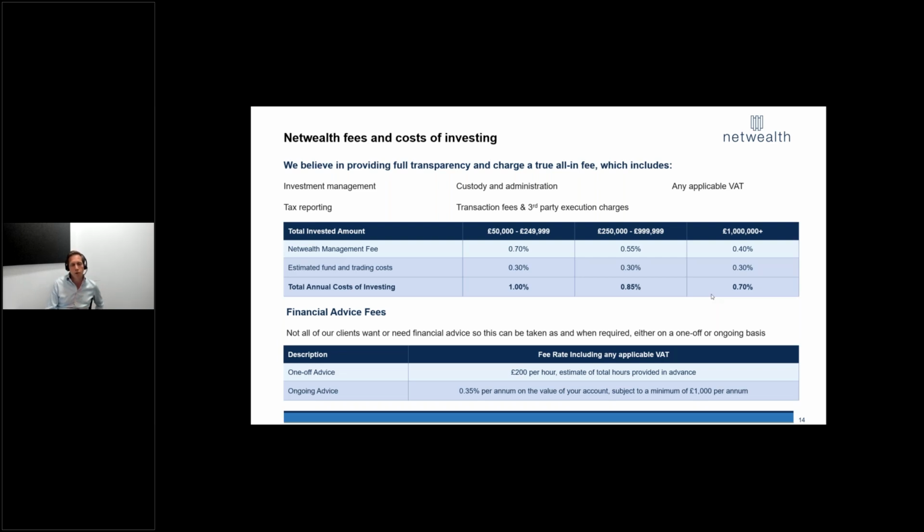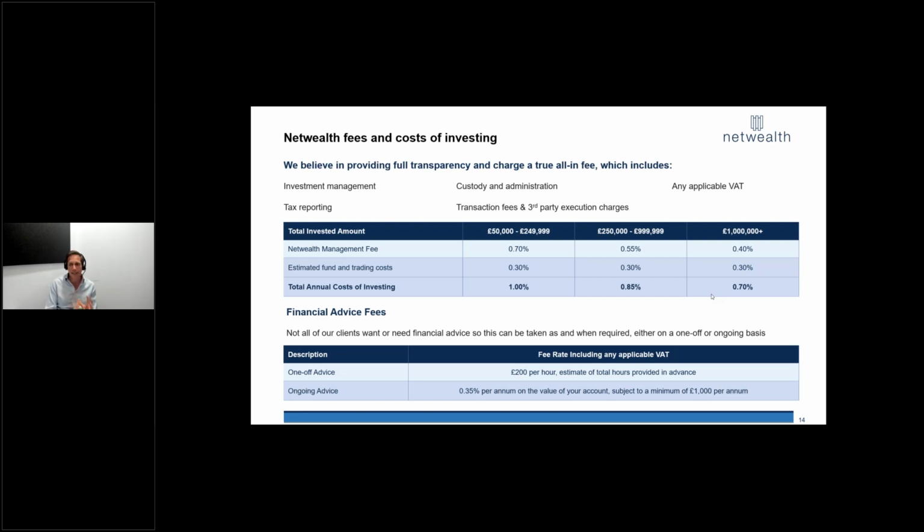We also have one-off advice in package form. So if you want a pension contribution piece of advice, that's, for example, £350, and that might be something specific that you want some advice on an ad hoc basis. The other alternative is ongoing advice. That's 0.35% per annum based on the assets under management. And that is where we're going to have regular check-ins with you every 6 months to review your circumstances, make recommendations, and be a little bit more proactive in terms of the advice that we're offering you.